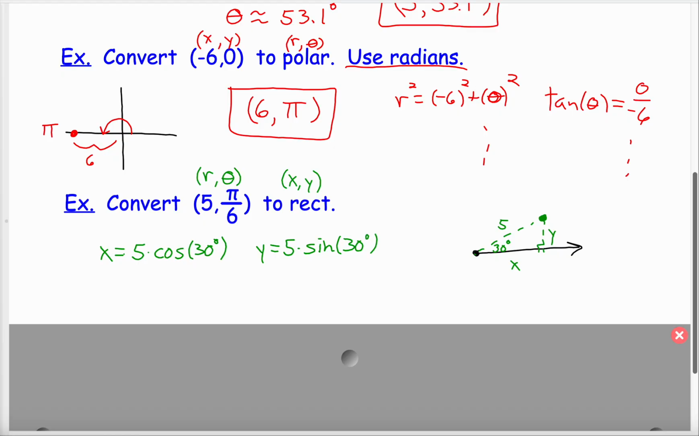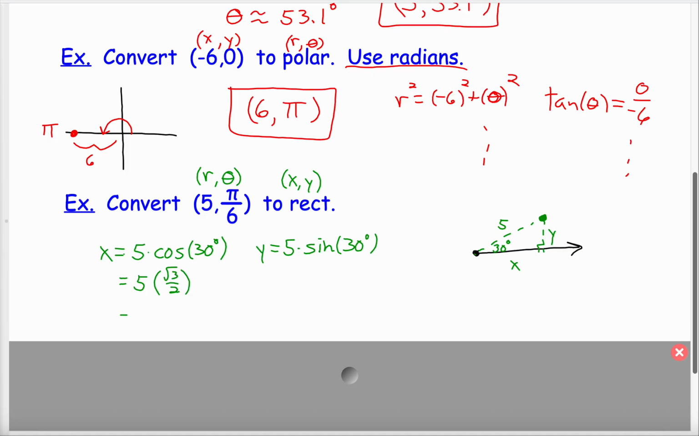Both of those values we know. What's the cosine of 30 degrees? Oh, that's the square root of 3 over 2. So we're going to get 5 root 3 over 2 for our x-coordinate. And then what's the sine of 30 degrees? Well, that was 1/2 from our unit circle. So y is going to equal 5 over 2. So final answer, the x-coordinate is 5 root 3 over 2, and the y-coordinate is 5/2. Well, that was pretty easy.